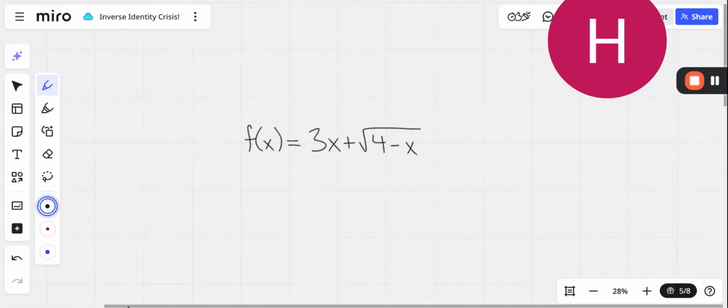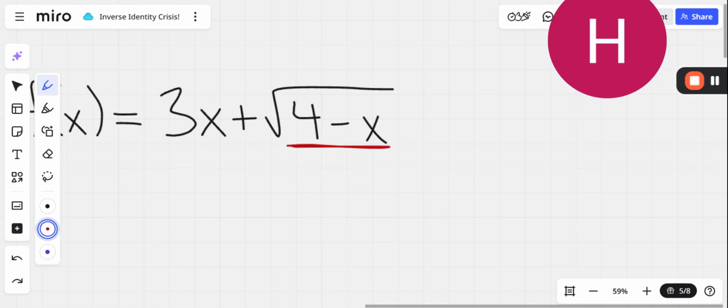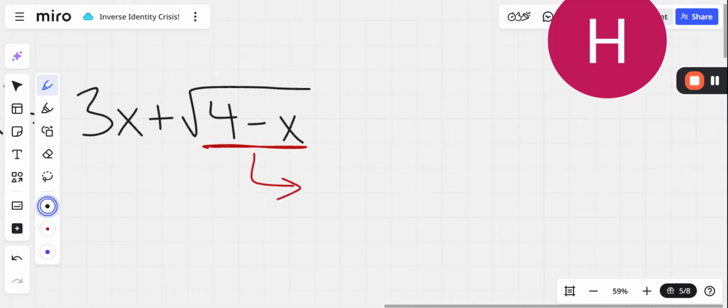All right, without further ado, let's get started here. So this linear piece doesn't have any restrictions. I can plug in any value of x and there would be no problem. You just multiply by 3. However, this portion inside of an even radical cannot be negative. We're not allowed to take a square root of a negative. That produces i and all these other weird things that we're not focusing on here.